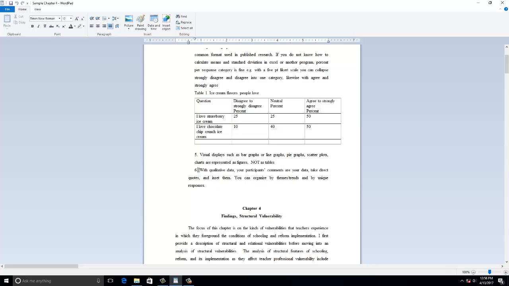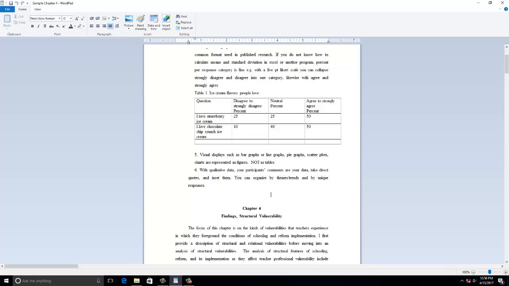With qualitative data, your participants' comments are your actual data. And in presenting the data, what you'll do is you'll take direct quotes and you inset them in your narrative. With your qualitative data, you can organize by themes or trends, but you can also organize by unique responses.